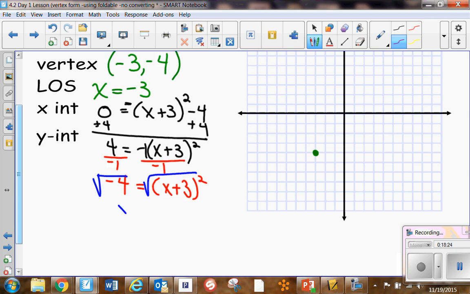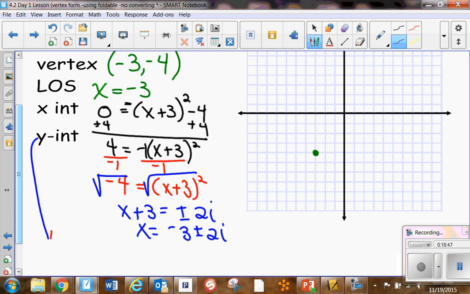So x plus 3 falls out, and this is going to be plus or minus the square root of negative 4. What is the square root of negative 4? 2i. Yes. So that means x is going to be negative 3 plus or minus 2i. How many x-intercepts are there? None. No x-intercepts.